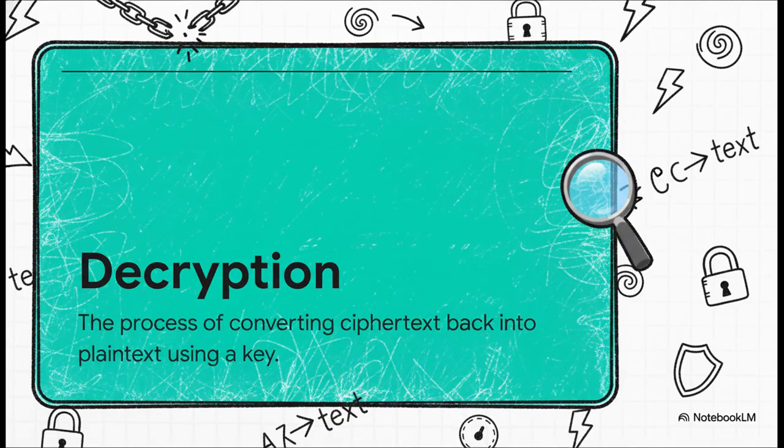Okay, so the message has arrived safely, but it's still gibberish. To make it useful again, it has to be read, right? And that's where the final step, decryption, comes in. This is literally the process of unlocking that digital safe, turning the scrambled ciphertext all the way back into the original readable plain text. The journey is complete.